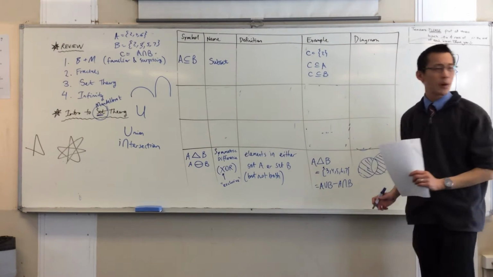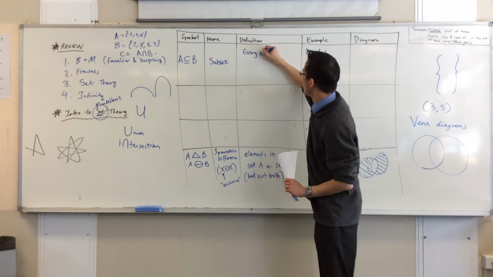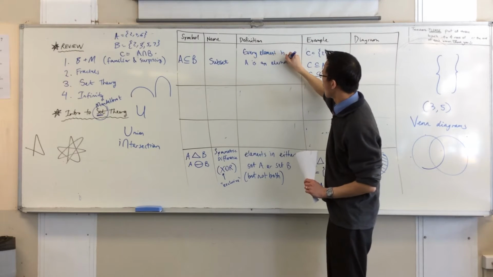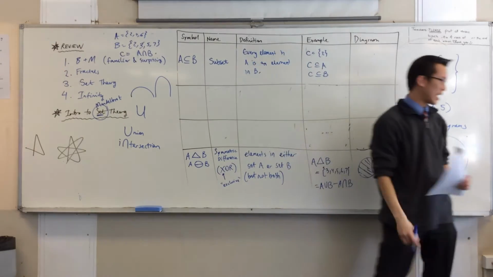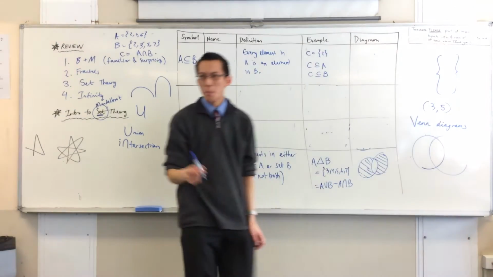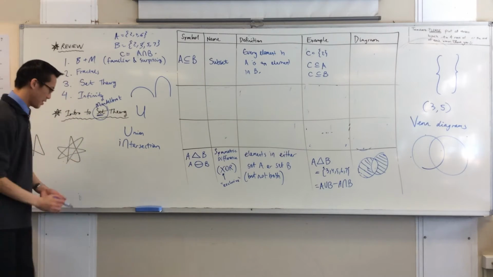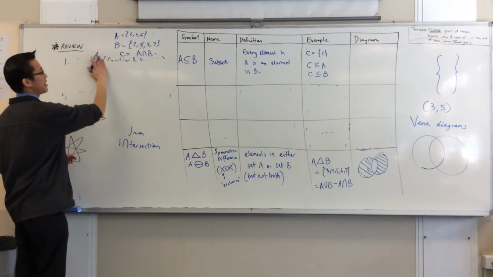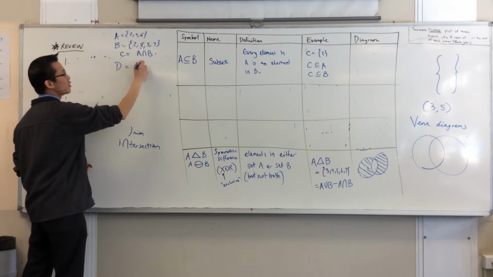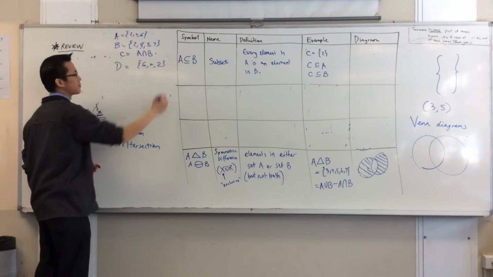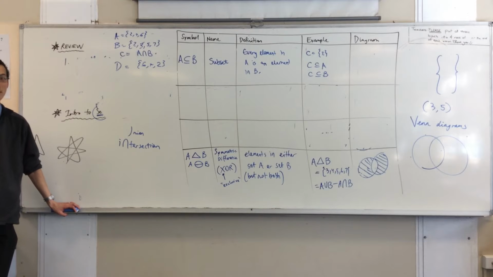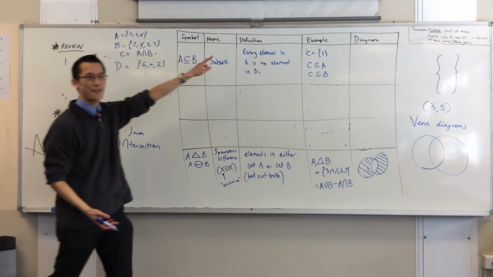So what's the definition? Every element in A is an element in B. But as Anish points out, you might get a really boring case of this. For instance, suppose I introduce to you set D, and let's call D this. Now, this is an equal set with A. Remember, I don't care about order. So that's a bit weird, but you can see that D and A fit this definition.